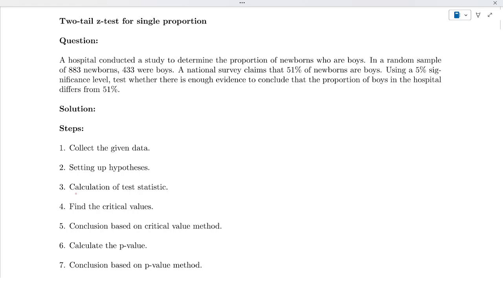After calculating the test statistic, we have two methods. One is the critical value method and the second is the p-value method. So we can draw a conclusion based on both of the methods. Whatever method you are asked for in your question, you can use that method. But here in this video, we will discuss both the methods, and we will see that using both the methods, we will arrive at the same conclusion, right?